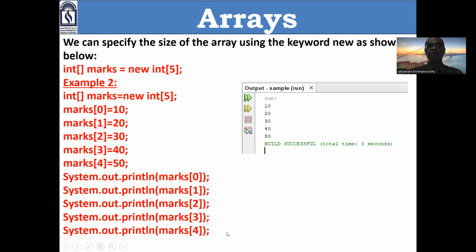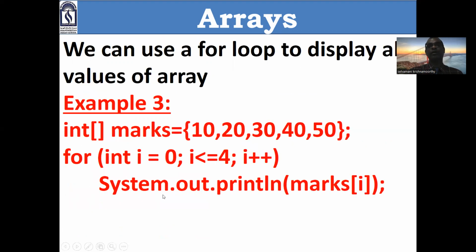Assume I want to store 100 elements into one array. If you want to display all 100 elements, how many println statements do we need? System.out.println, marks of 0. System.out.println, marks of 1. Up to System.out.println, marks of 99. So index starts from 0. Am I right? So 100 statements we need to type. In this case, we can use a for loop.